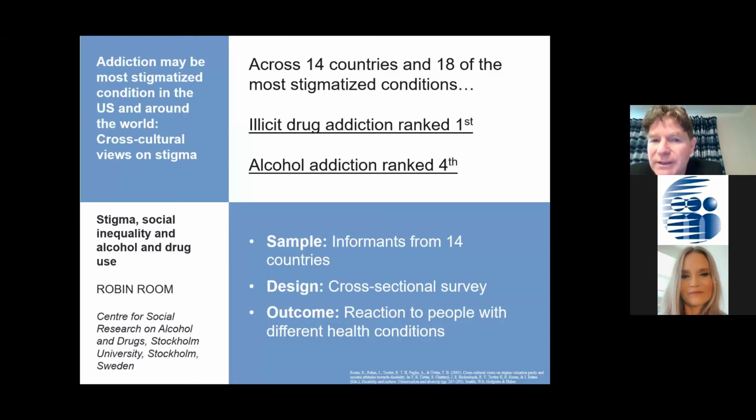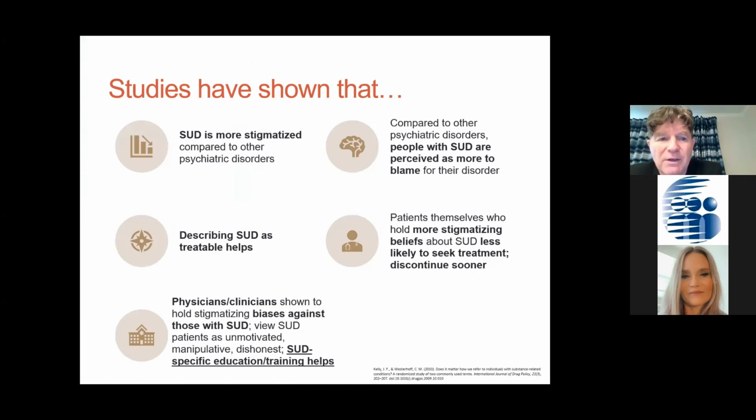Now, universally, across these 14 countries and 18 conditions, the top ranked, most stigmatized condition was illicit drug addiction. Number 4 out of these 18 was alcohol addiction. So very stigmatized conditions. 2 of the top 4 involve illicit drugs as well as alcohol. So these are universally stigmatized problems across different societies.